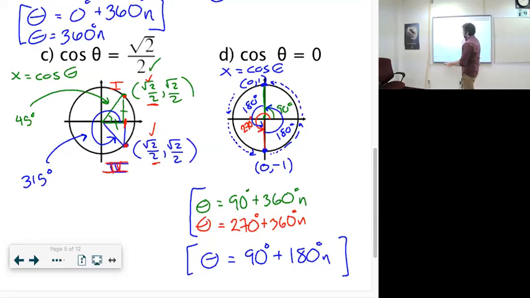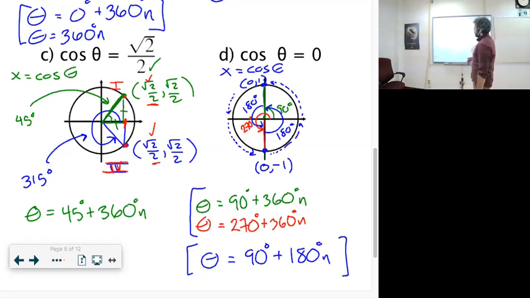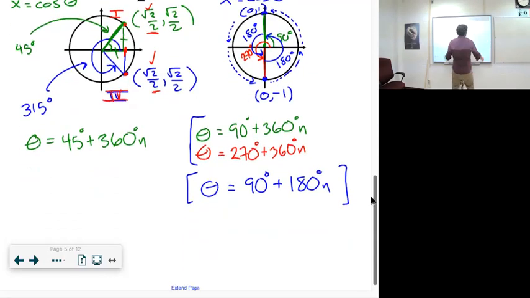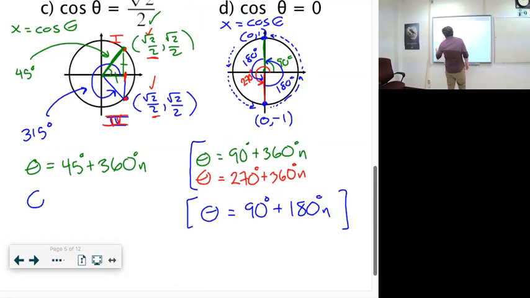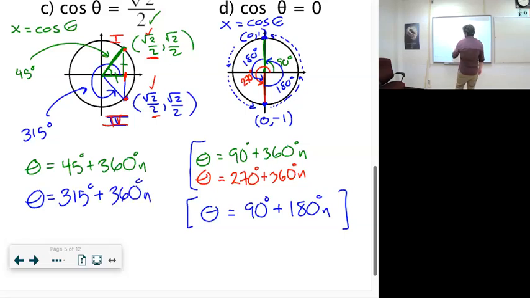And now we generalize, right? So for my 45 degree angle, I can turn around and say theta is equal to 45 degrees plus 360 degrees times n. So that's saying every full rotation of 360 degrees from that initial 45 degree takes me to a coterminal angle. And then for the blue angle, same thing. I can say theta is equal to 315 degrees plus another full rotation of 360 degrees times n here.